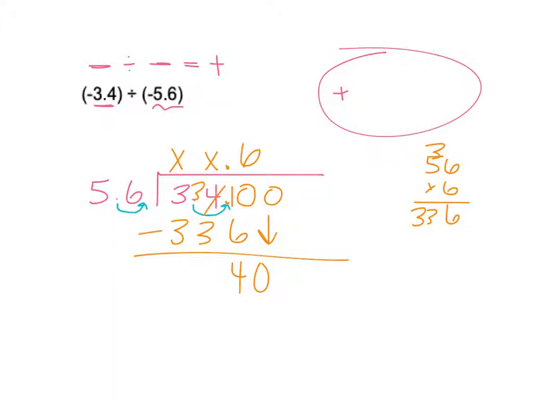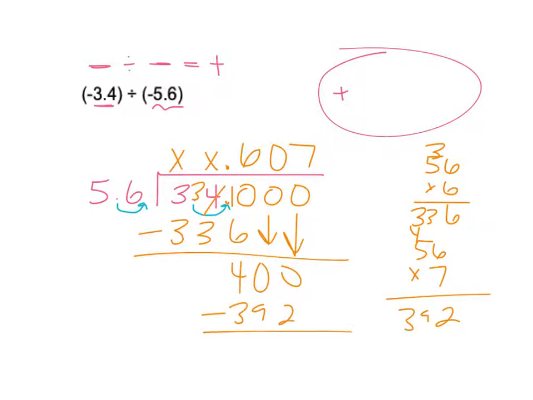56 does not go into 40, so it's 0 times. Add a 0, bring it down. 56 fits into 400 7 times. 56 times 7 is 392. When I subtract, I get 8. I can add a 0, bring it down.